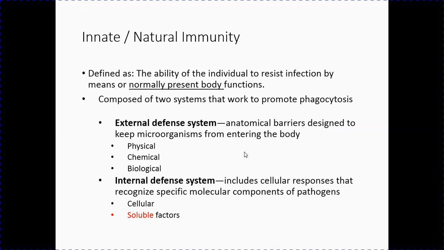Innate and natural immunity is really just talking about the ability of the individual to resist infection by means of normally present bodily functions. The innate immune system provides a broad protective defense against infection to the host. It's present before any exposure to the pathogen has ever taken place. As we've talked about before, you could have the introduction of E. coli or Pseudomonas, and just the recognition of being foreign is going to trigger phagocytic activity that will kill that pathogen, for example.